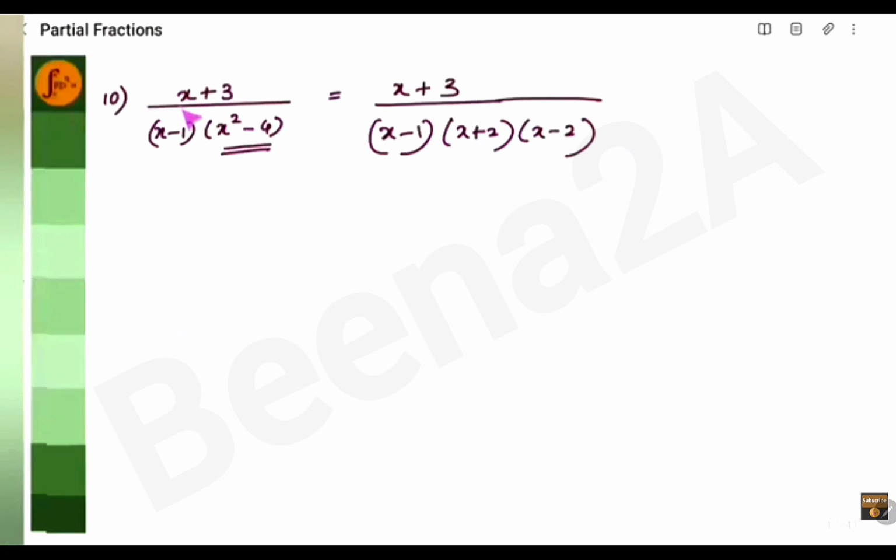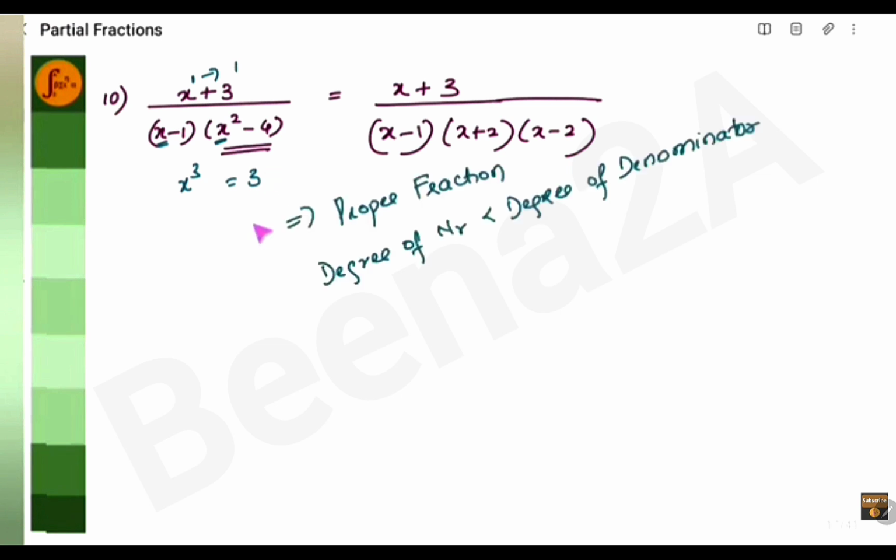We'll have to first check if this is a proper fraction or improper fraction. Now look at the degree of the numerator. Degree of numerator is 1, right? There's nothing for x, no power, which means it's 1, right? So this is the degree, 1. What is the degree of denominator? You have x square. When you multiply x square with x, you will get x cube. So what is the degree? It's 3. So degree of numerator is less than degree of denominator. Therefore, this is a proper fraction because degree of numerator is less than degree of denominator.